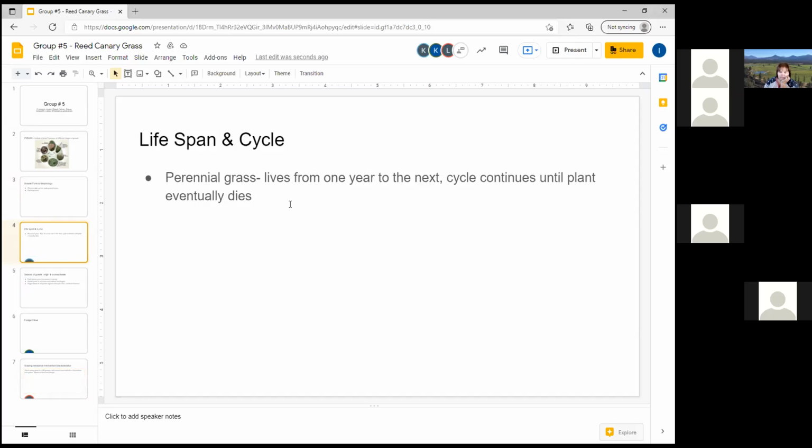And then for its lifespan, I found out that it's a perennial grass, which means it lives from one year to the next. And perennial means that its cycle continues until the plant eventually dies.